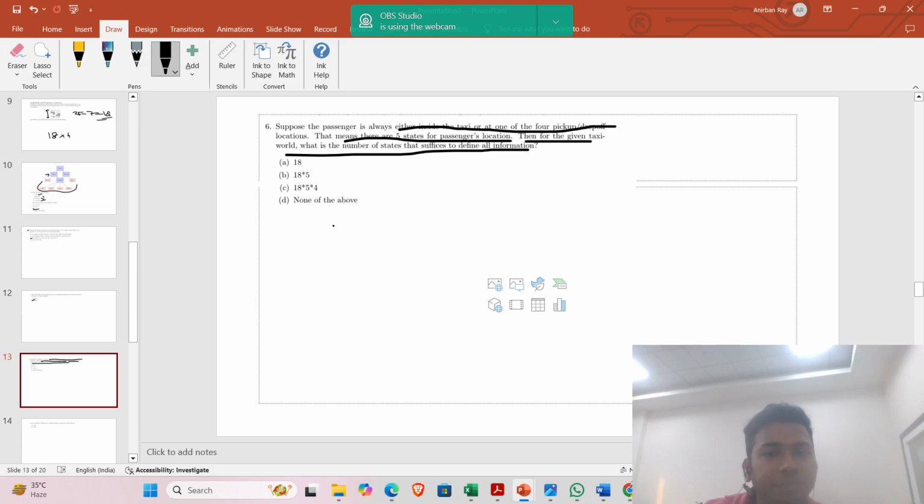So the four possibilities of the passenger being there, and five is that it can stay at one of the four locations, or also be on the taxi. So that is five like that. This is the answer.